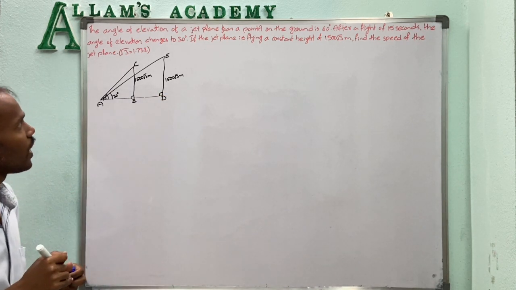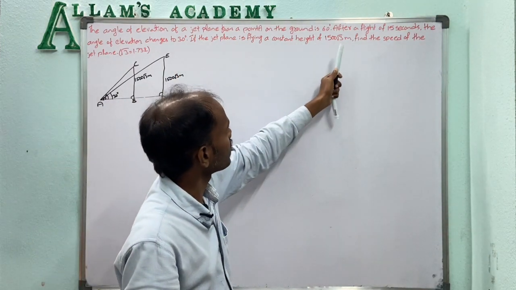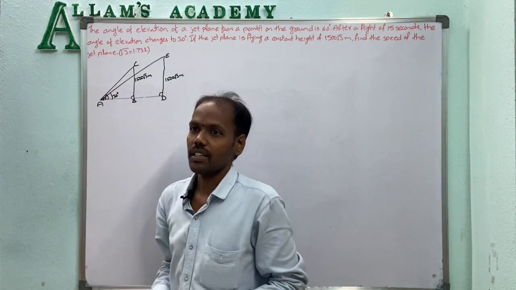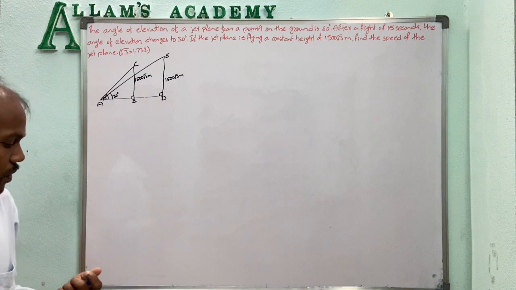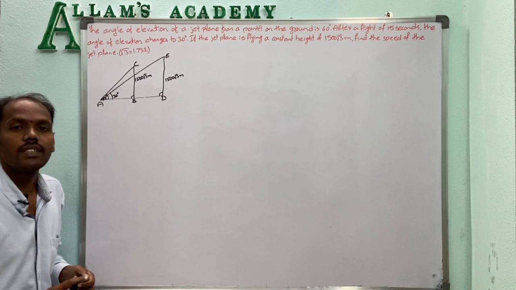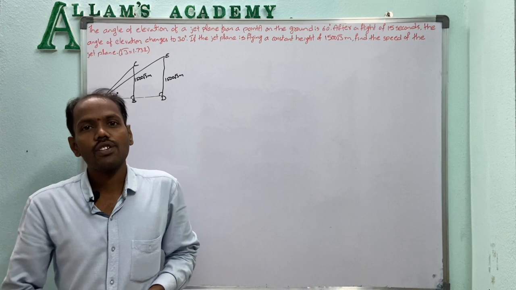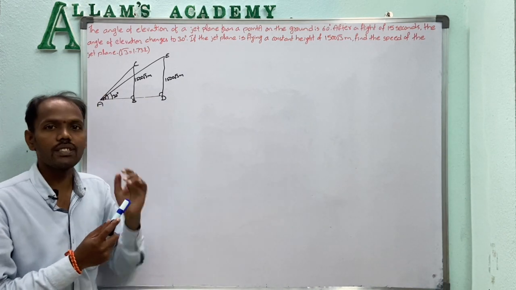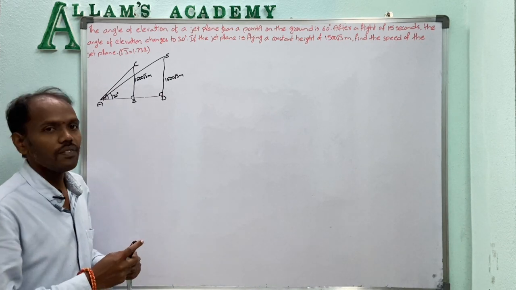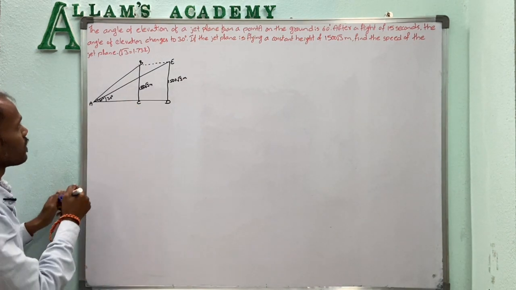Now here we have to find the speed of the jet plane, which is flying at a constant height of 1500 root 3 meters. So the jet plane's speed we want to find. Speed is nothing but distance by time. So here how much distance it traveled, that we want to find. If we find that, we can easily know the speed. Okay, first we write the information.